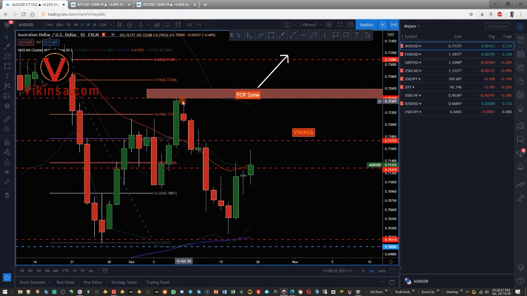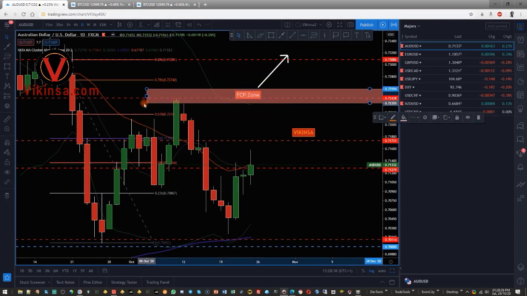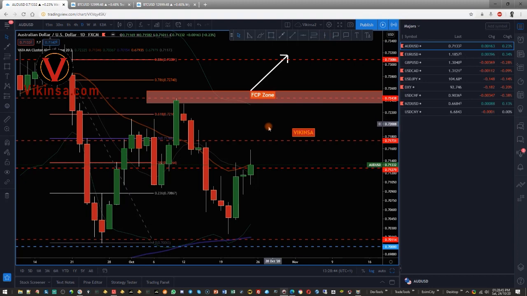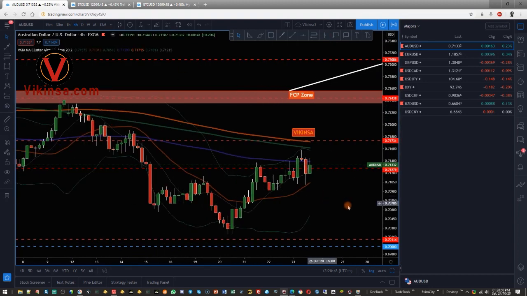You see the little gap around here, so the market could be looking to fill that up. So this is what we are looking for, something around here. Okay, now if the market starts to move up first, then we are looking for that. Let's go to the 4 hour.